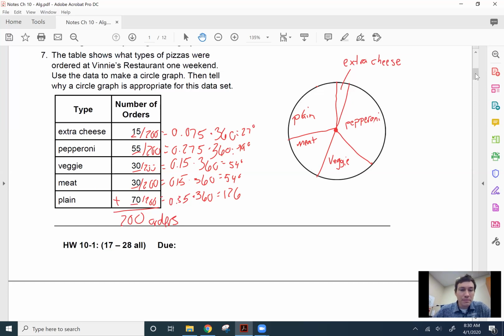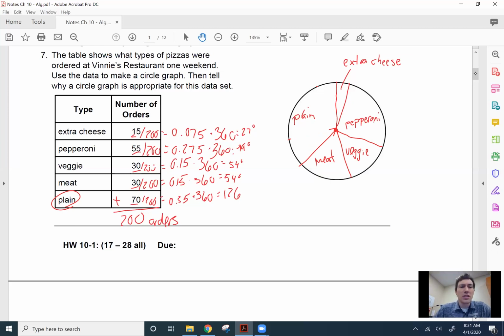And that's plain. The biggest thing here is that this should be the biggest one, which looking at mine, my pepperoni might be a little big. Maybe I shrink that down just a little. Which means I need to shrink down veggie and meat just a little. Again, if I had a protractor, I could do this perfectly. But you know what? That's going to be pretty close to what I'm looking at.